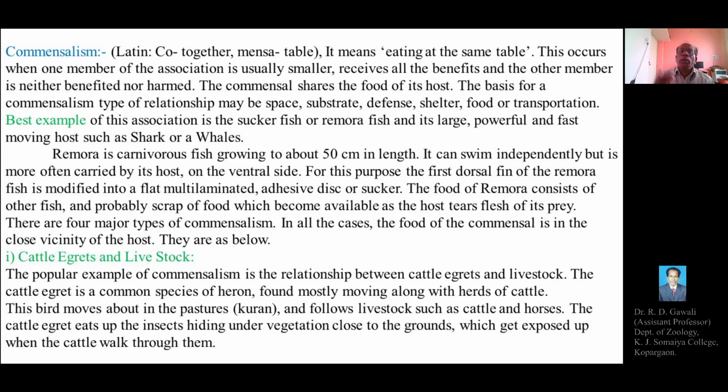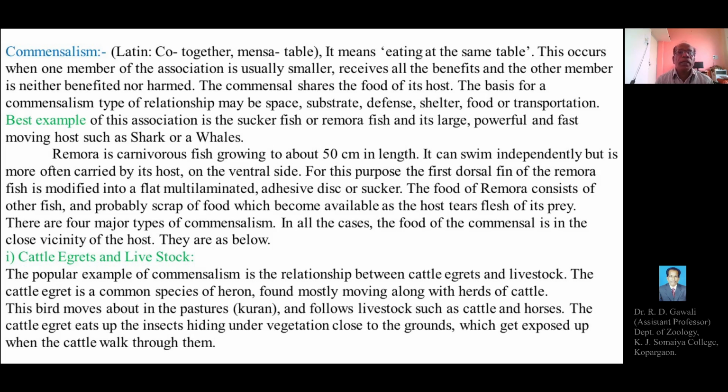The best example of this association is the sucker fish called the remora fish and its large, powerful and fast moving host, such as a shark or a whale. The relationship between the remora fish and the shark represents the example of commensalism. The sucker fish has a sucker to attach to the body of the shark, the large, powerful, fast moving host.